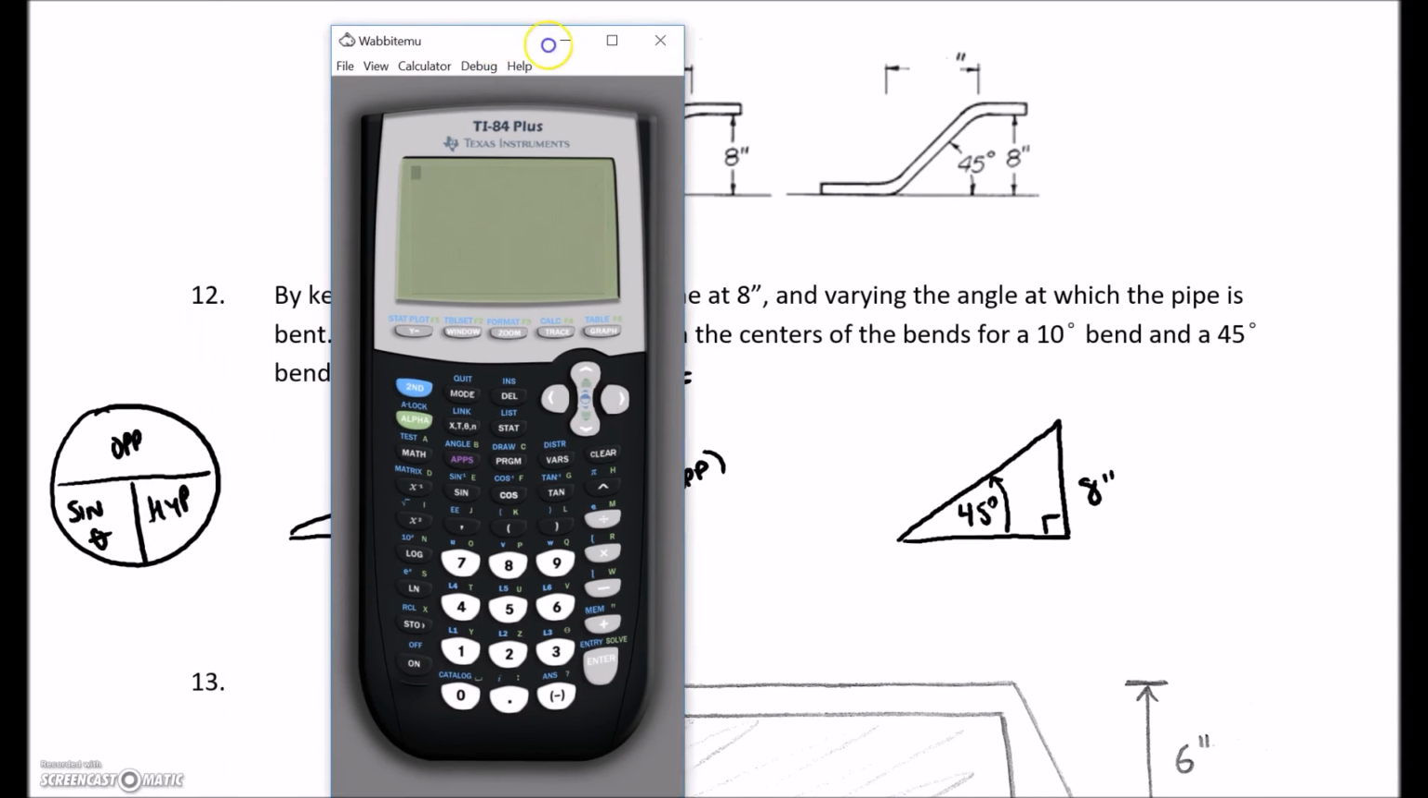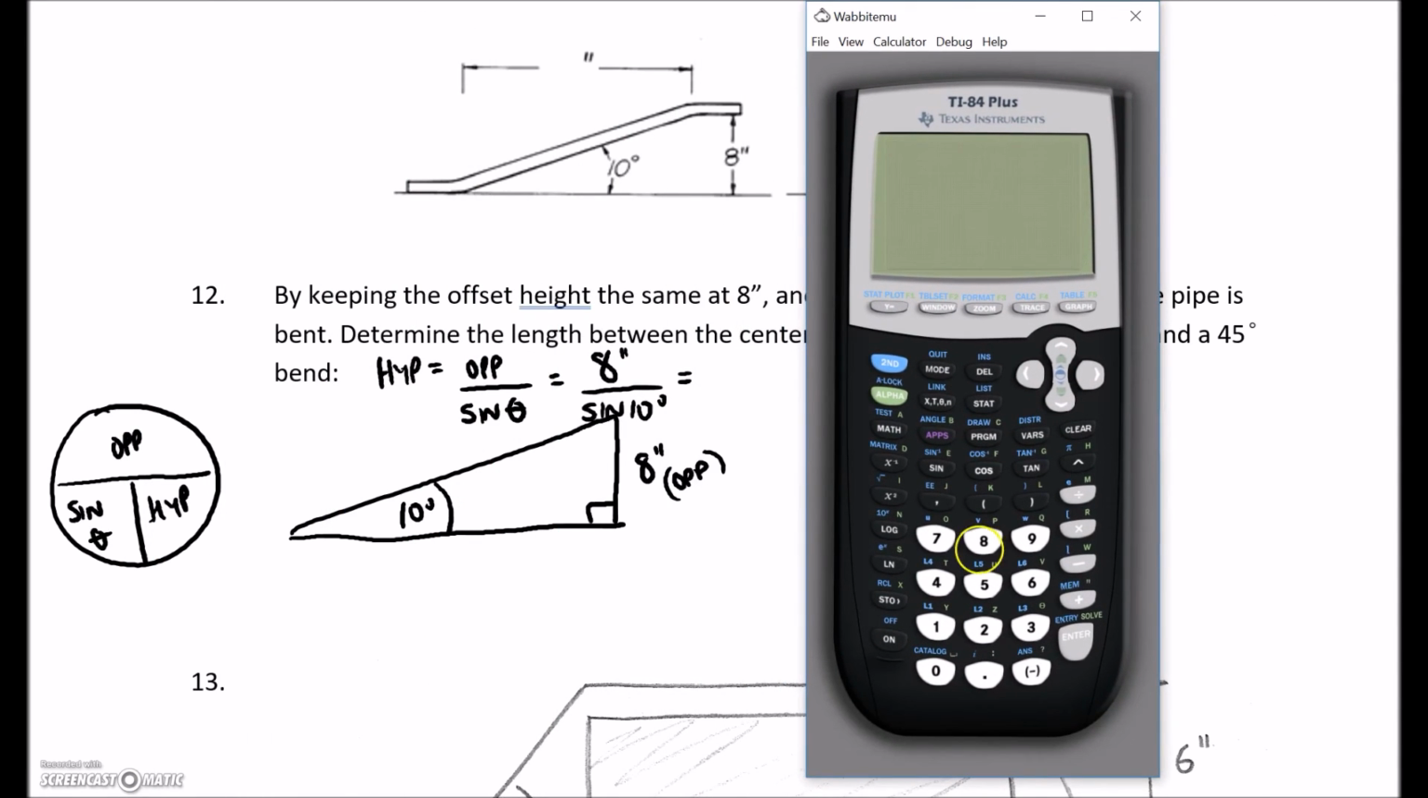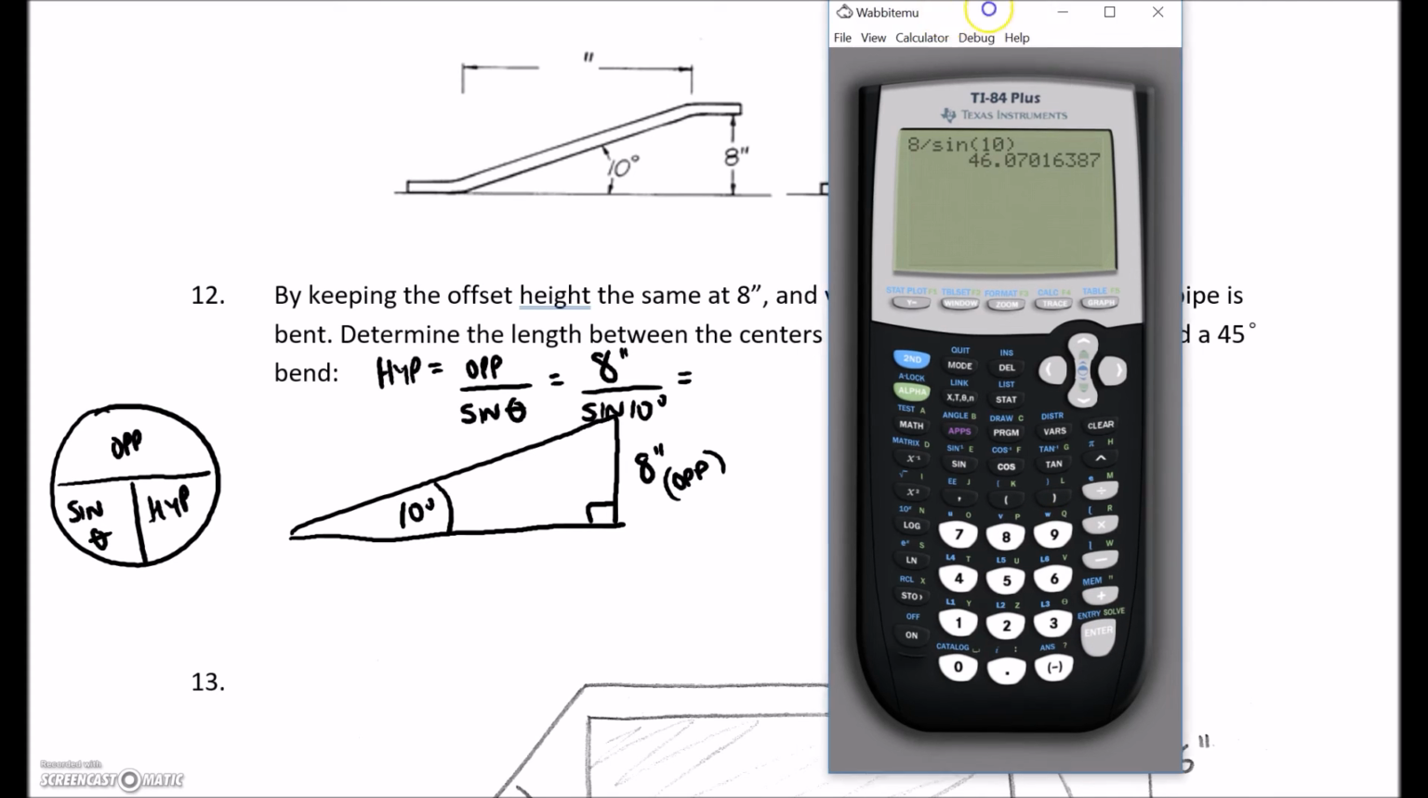So what have we got? We've got 8 divided by the sine of 10 degrees, and that gives us 46.07 inches.